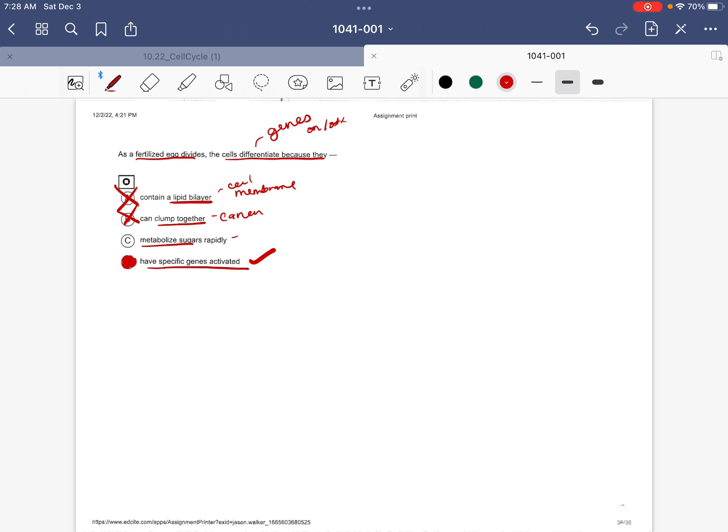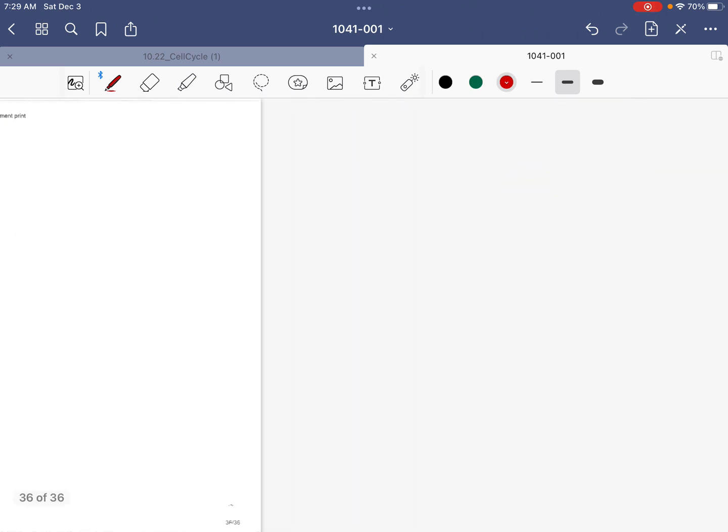And they metabolize sugars rapidly. This is just getting energy. This is respiration. So again, the only one is D. So we have different traits because specific genes are activated. So our cells have specific instructions that are being followed, and that's why they become different.